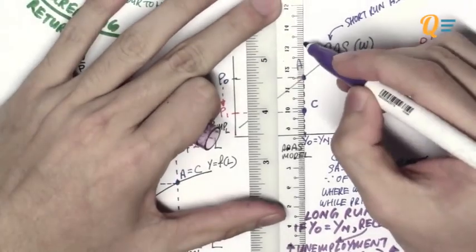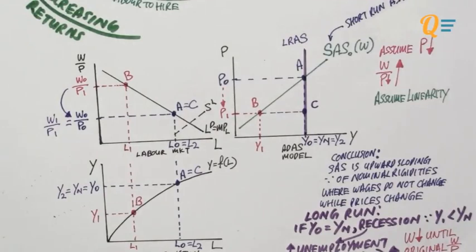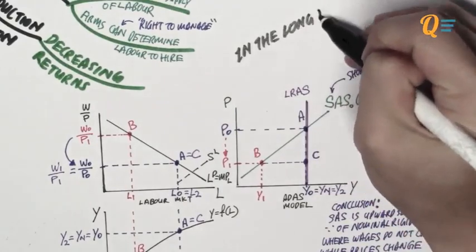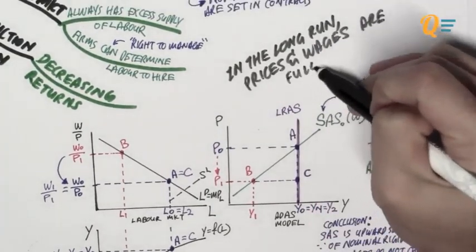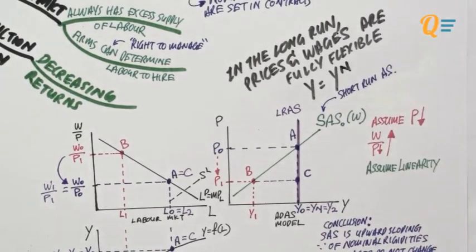Now what you're going to do is, again, connect points A and C, and what you have here is actually your long-run aggregate supply curve. So this vertical long-run aggregate supply curve actually shows that in the long run, prices and wages are fully flexible. Okay, your output level will always be at the natural rate of output.